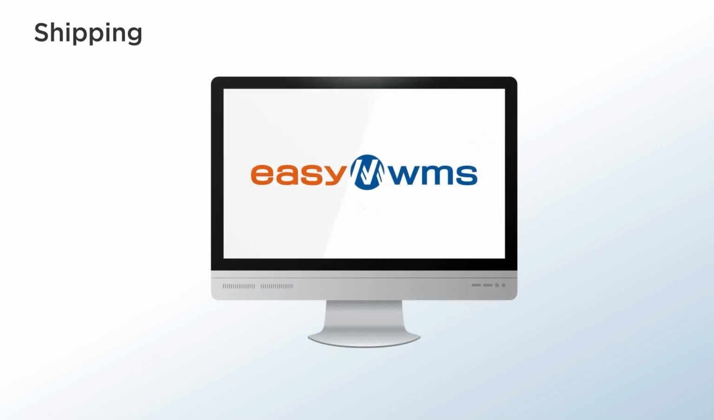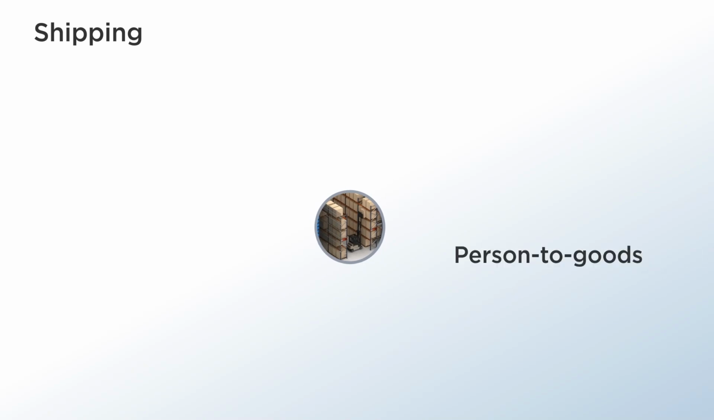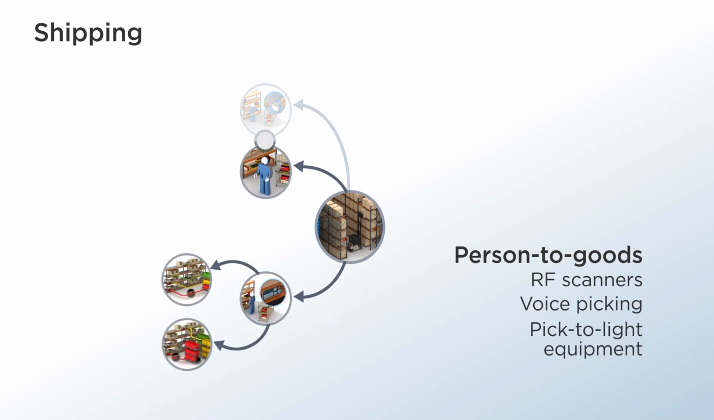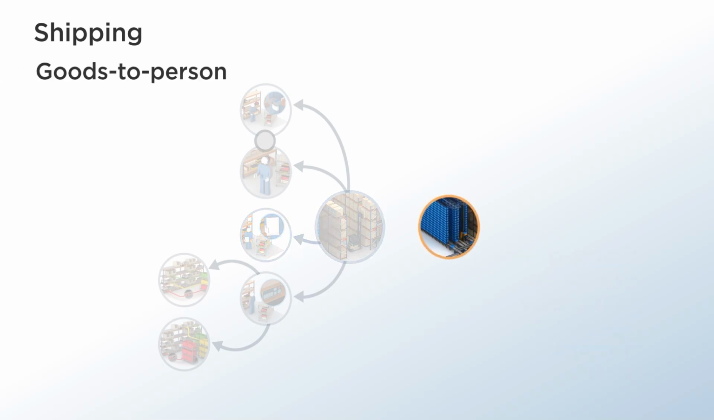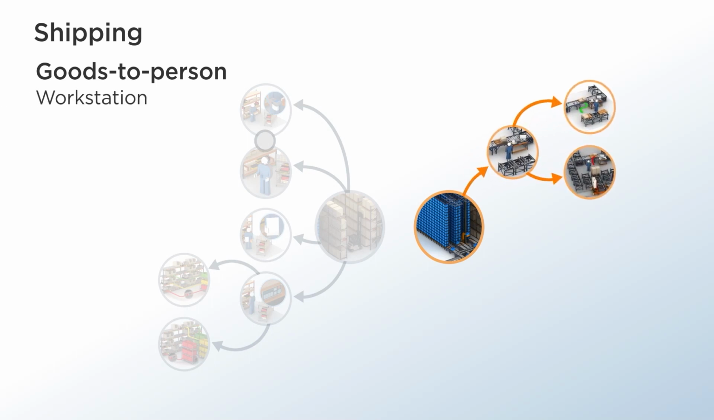Easy WMS features multiple order preparation solutions to ensure efficiency in this process and thus boost warehouse productivity. Person to goods. With these solutions, the operator retrieves the goods from the location indicated by the WMS using devices such as RF scanners, voice picking, or pick-to-light equipment, or simply a piece of paper with the picking route to follow. Goods to person. For these solutions, a set of automated elements moves the materials to the operator's workstation.